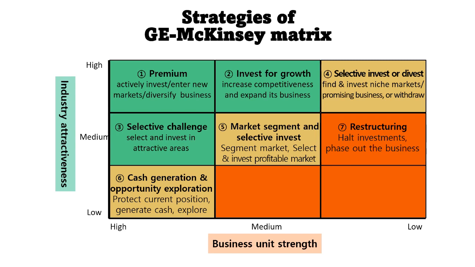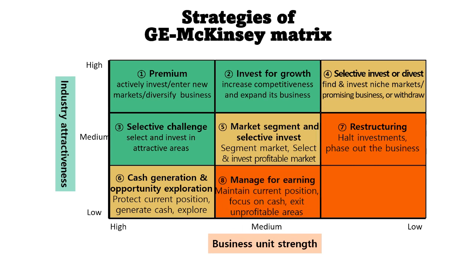Zone 7 is called the restructuring area. It has medium industry attractiveness but lacks business unit strengths. Therefore, a strategy is needed to halt unnecessary investments and phase out the business at an appropriate time.